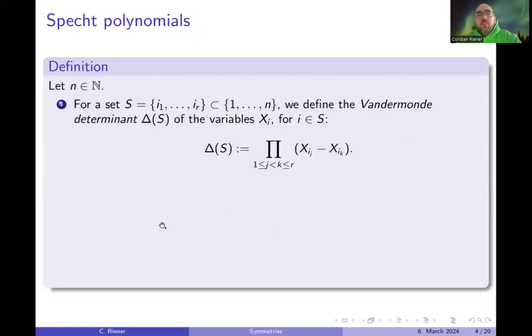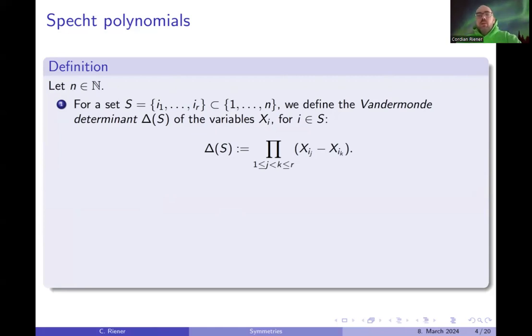Okay, but you are more into commutative algebra, so let me build polynomials out of a Young tableau. For a finite set of numbers, let's agree on the definition of delta of S being just the Vandermonde determinant in these indices, in the variables with the indices in S.